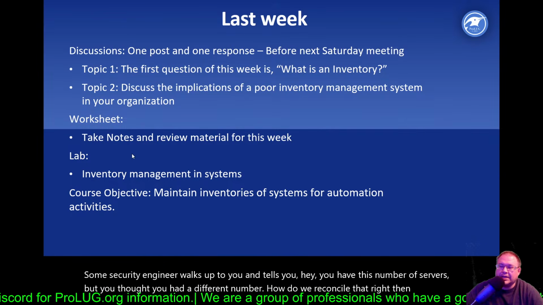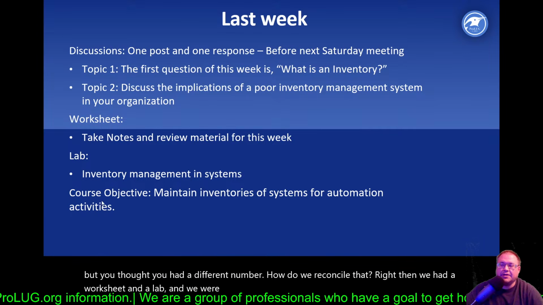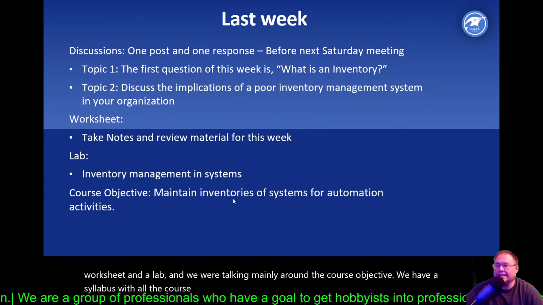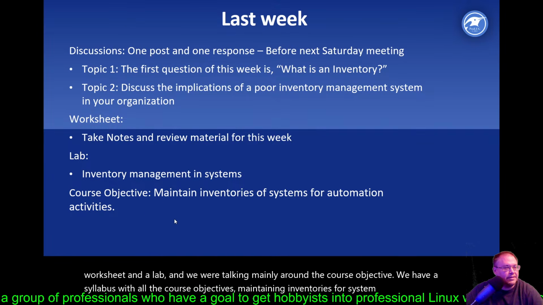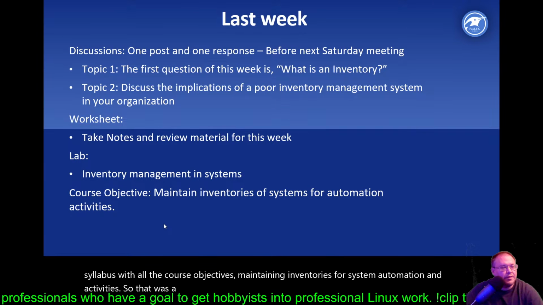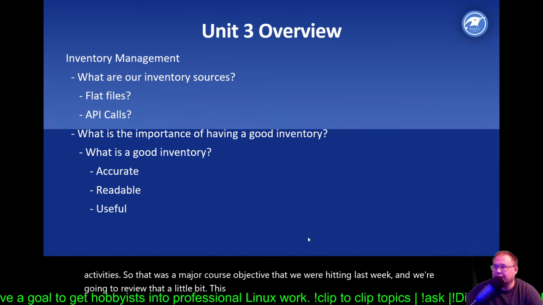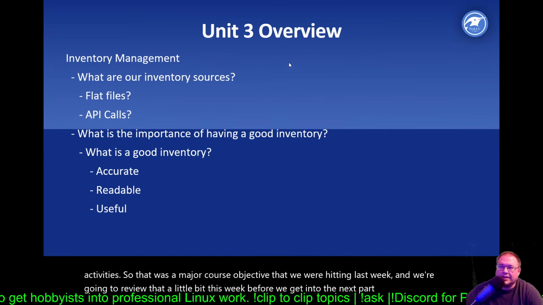Then we had a worksheet and a lab, and we were talking mainly around the course objective. We have a syllabus with all the course objectives, maintaining inventories for system automation and activities. So that was a major course objective that we were hitting last week, and we're going to review that a little bit this week before we get into the next part. So Unit 3 is a quick overview.